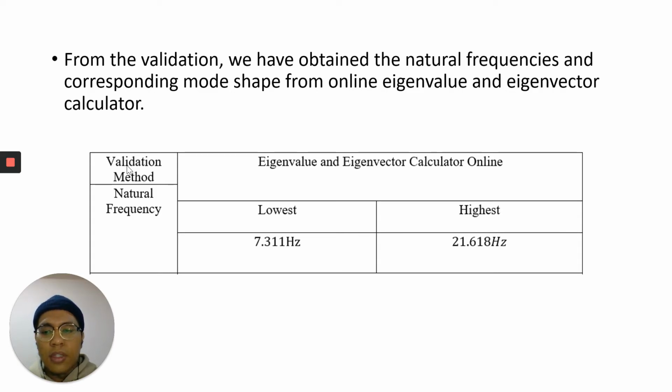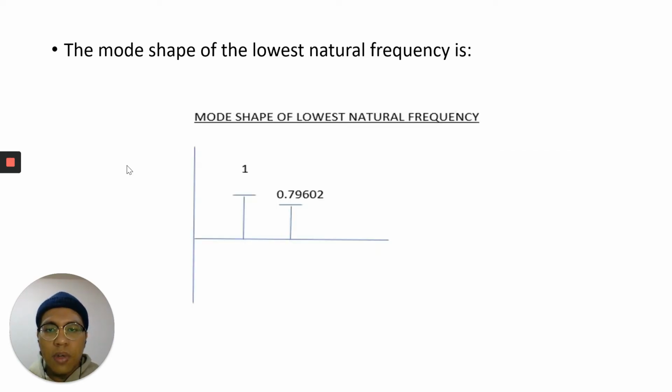Next, we carried out the validation by using an online eigenvalue and eigenvector calculator. From there, we obtained the natural frequencies and the corresponding mode shapes for each material. From the method that we carried out, the natural frequency at its lowest is 7.311 Hz, and its highest natural frequency is 21.618 Hz. Next, the mode shape of the lowest natural frequency can be seen in the graph shown on the screen.